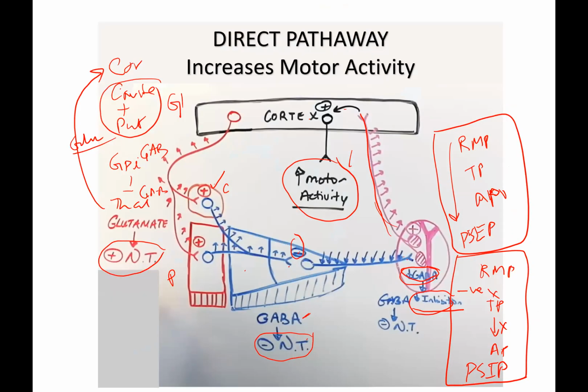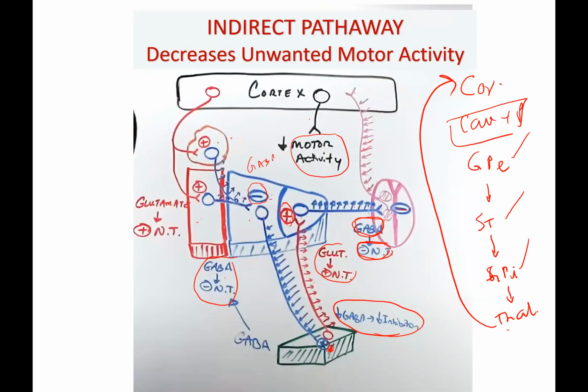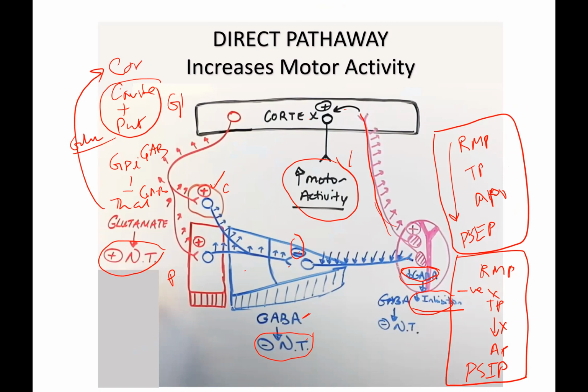Now I hope you understood the direct pathway and the indirect pathway. Direct pathway, again I am telling: cortex, striatum, interna, thalamus, cortex. Transmitters: glutamate, GABA, GABA, glutamate. And the end result, motor activity is increased.